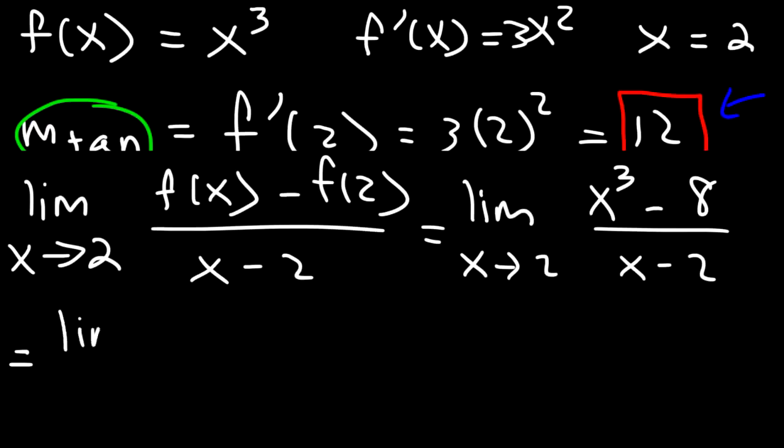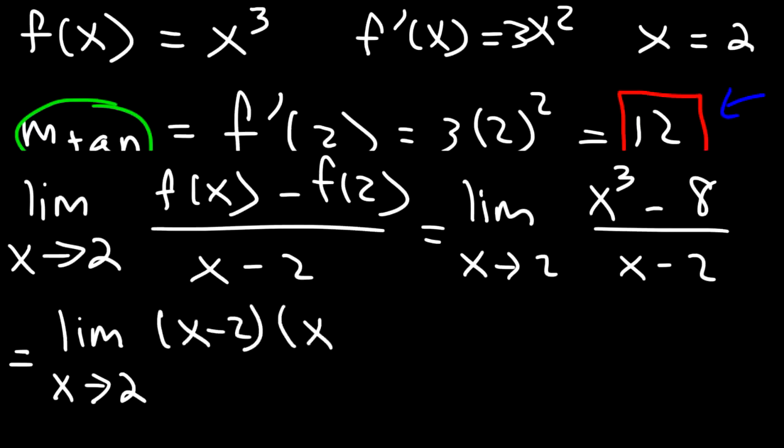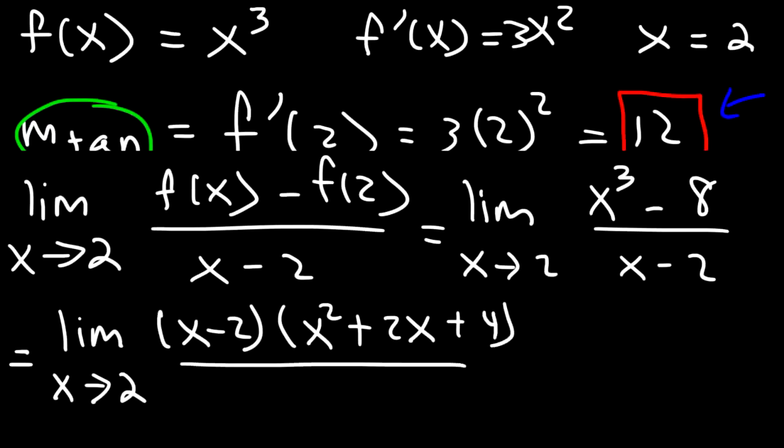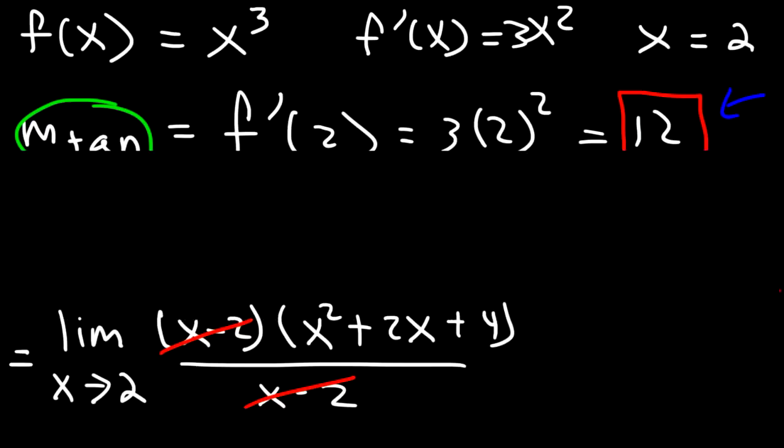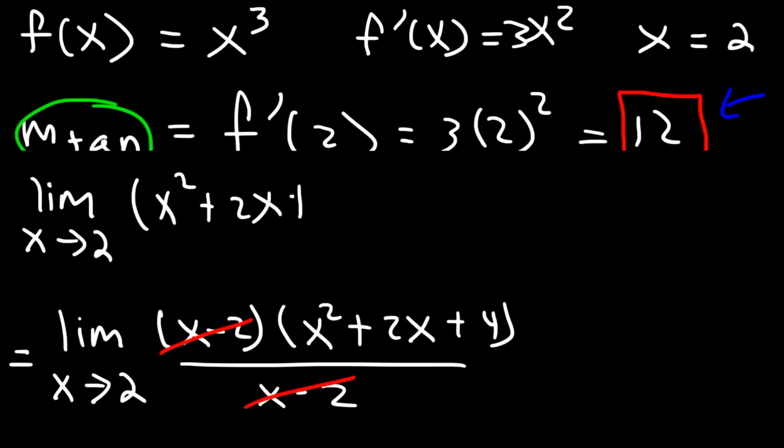So now we have this. The limit as x goes to 2 of x minus 2 times x squared plus 2x plus 4 over x minus 2. So now these two factors will cancel. And now we can substitute 2 with x. So we have the limit as x approaches 2 of x squared plus 2x plus 4.